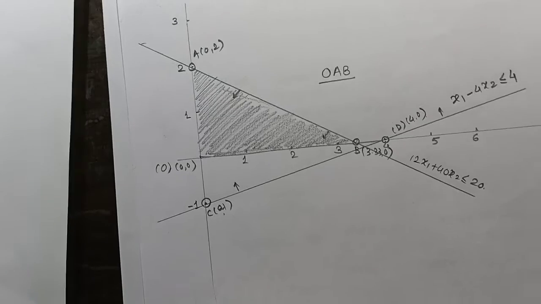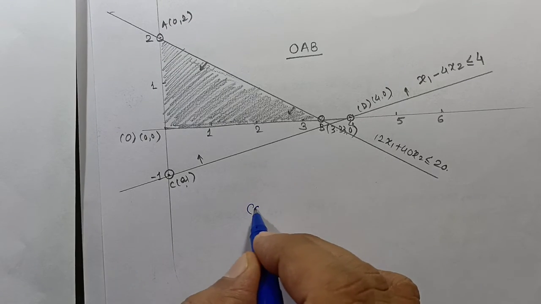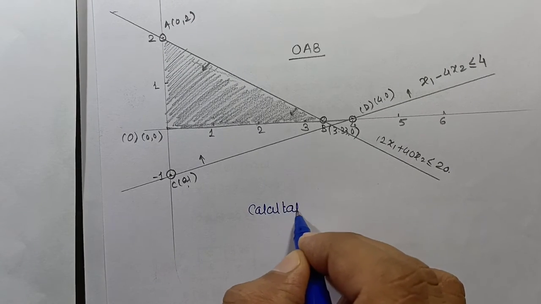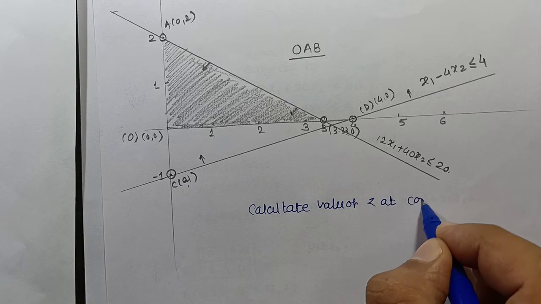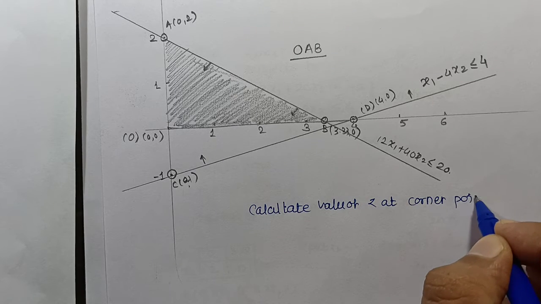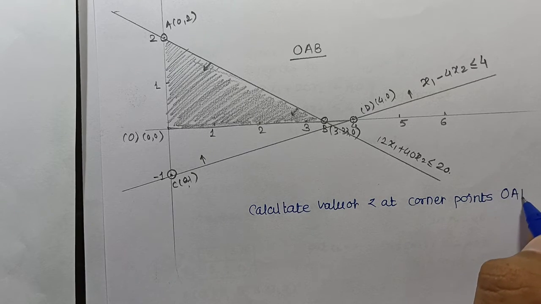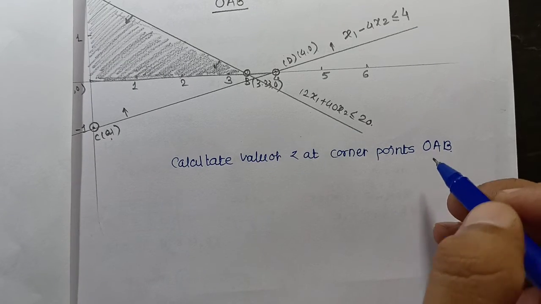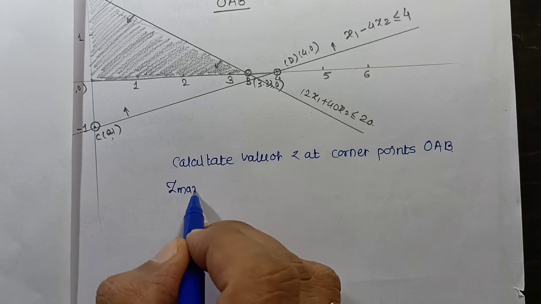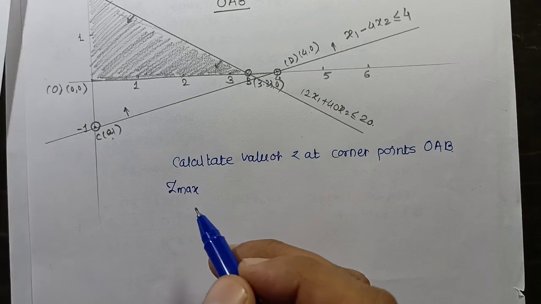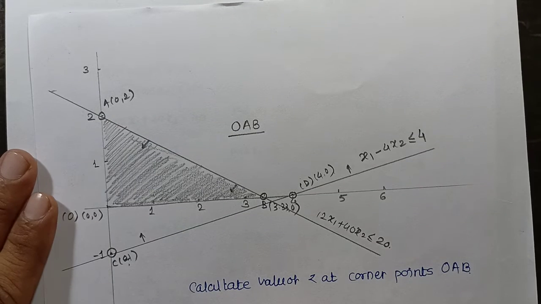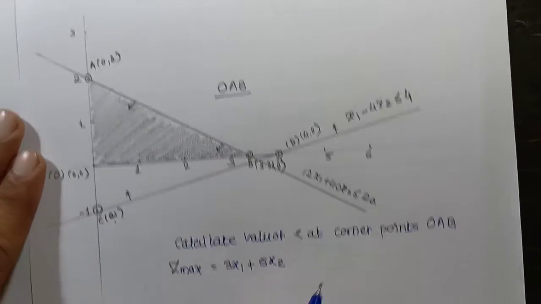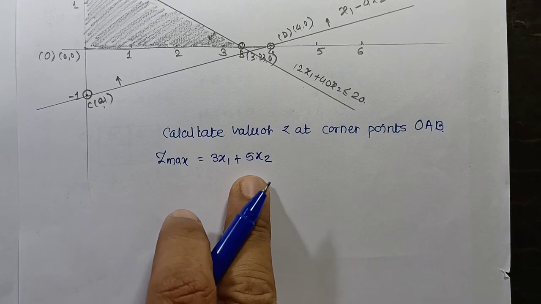So I'll just calculate the value of Z at corner points. What are the corner points? O, A and B. So I'll just write down what is Z max initially given to me. Z max is nothing but 3x1 plus 5x2. Here Z max is 3x1 plus 5x2.